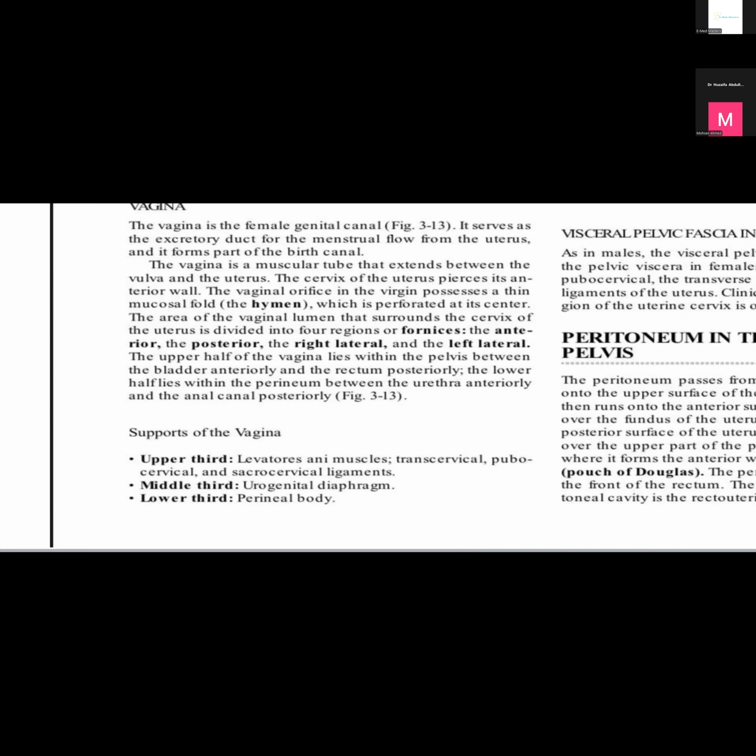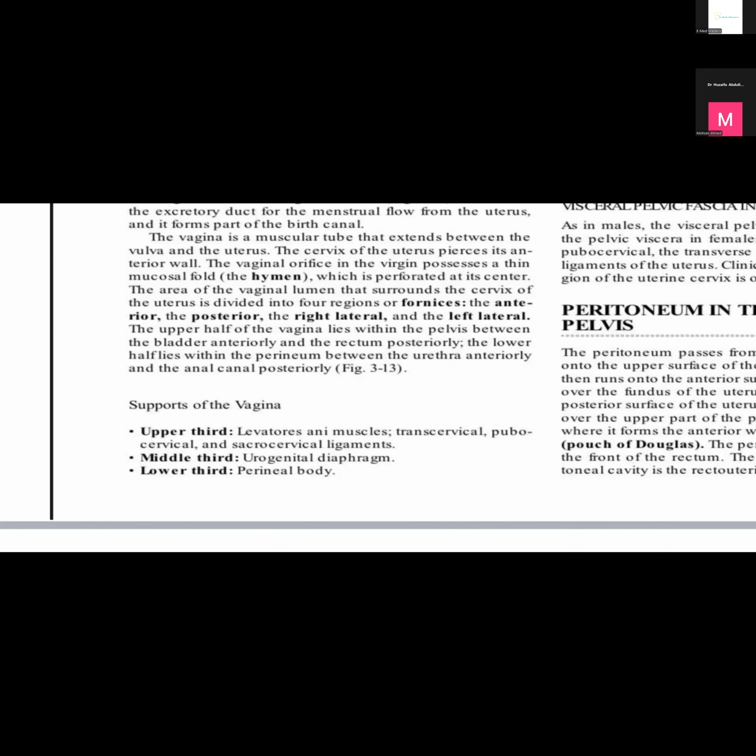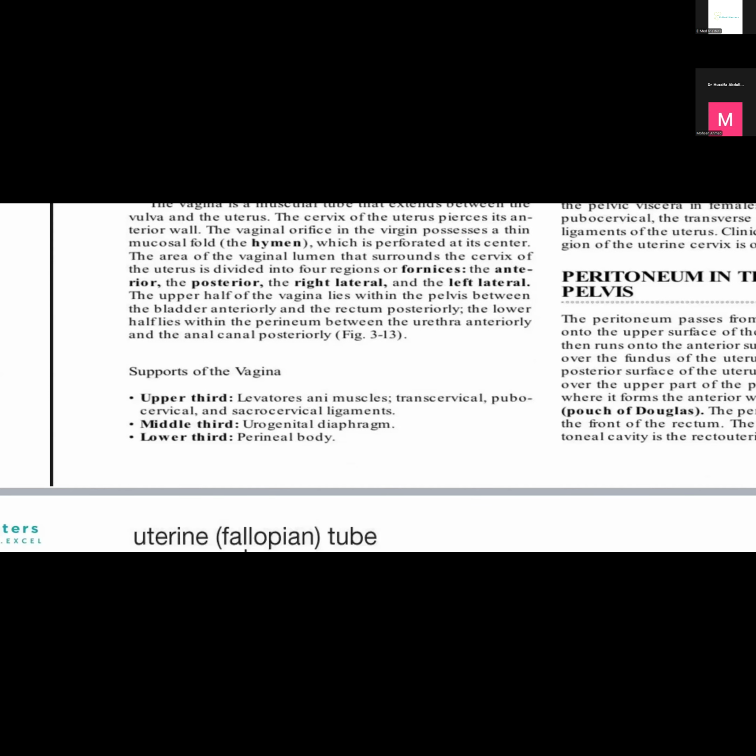The area of the vaginal lumen that surrounds the cervix of the uterus is divided into four regions or four fornices, which are the anterior fornix, posterior fornix, right lateral, and left lateral fornices. The upper half of the vagina lies within the pelvis between the bladder anteriorly and the rectum posteriorly, and the lower half of the vagina lies within the perineum between the urethra anteriorly and the anal canal posteriorly.